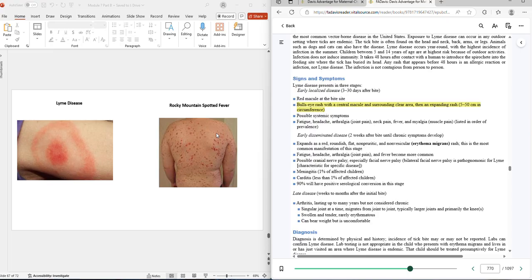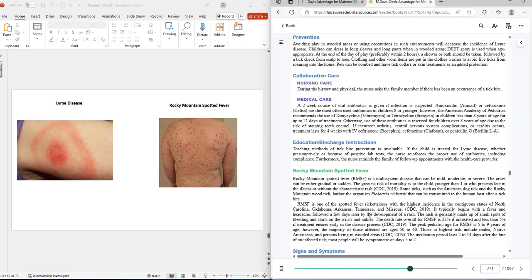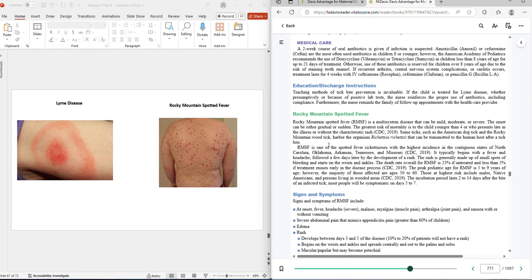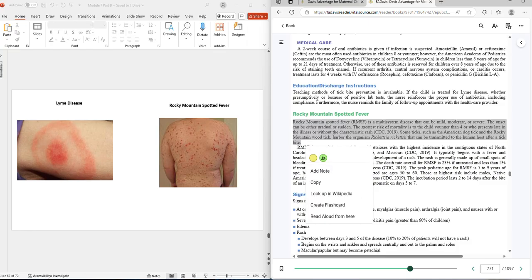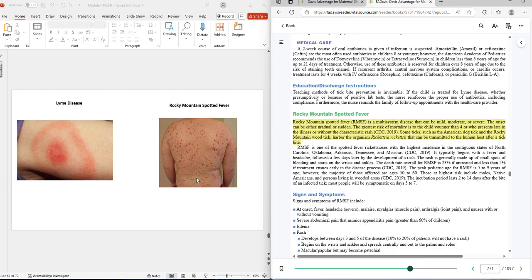Another one is Rocky Mountain spotted fever. So they went on a vacation, and they came back with this rash. This is also tick-borne as well. So Rocky Mountain spotted fever, page 771. It's talking about a tick bite that happened in the woods, and it causes this rash. This is Rocky Mountain spotted fever. Okay, a dog tick, a wood tick from the Rocky Mountain area.